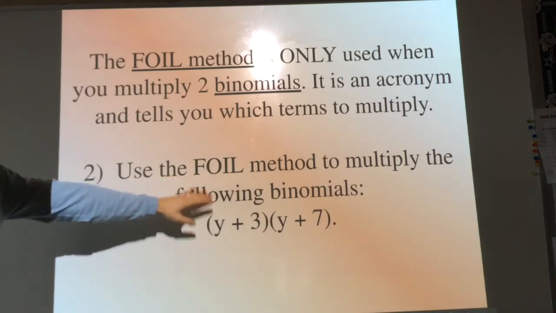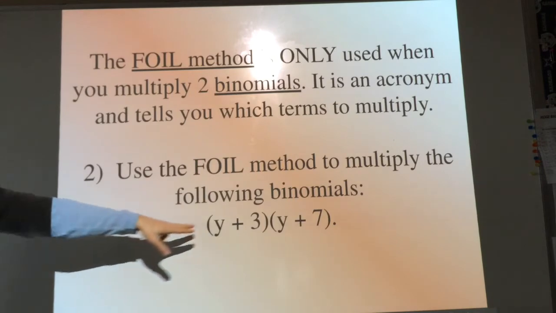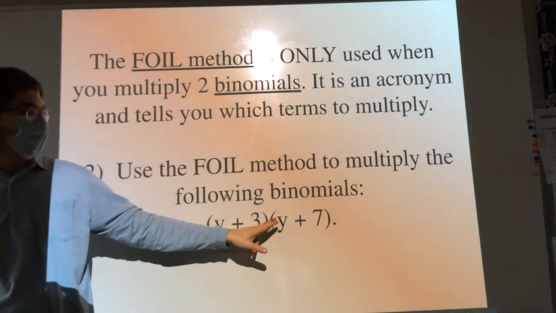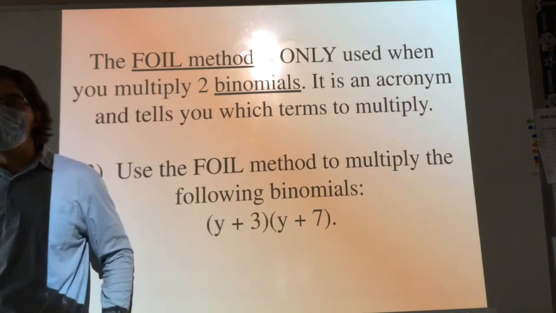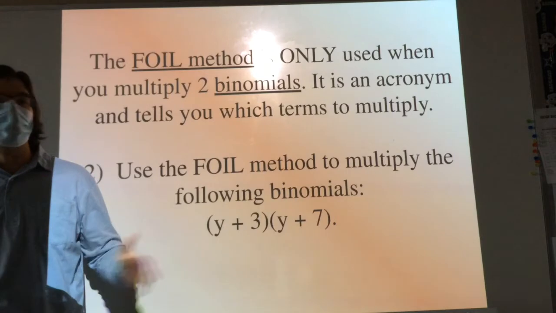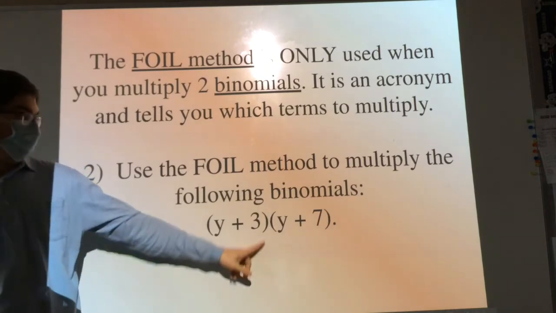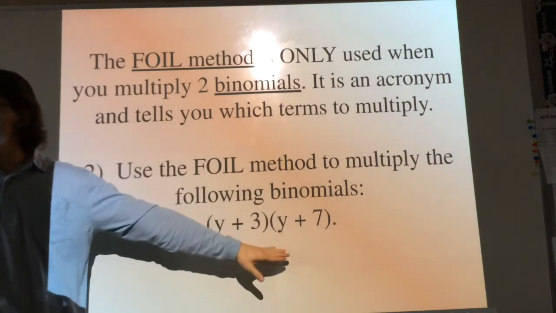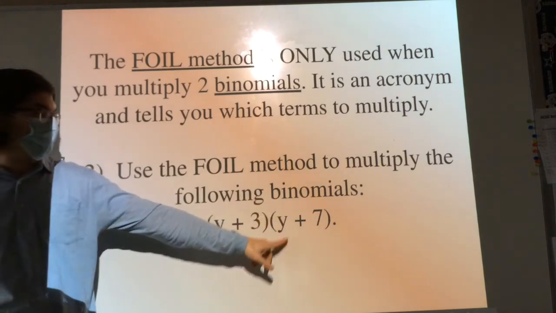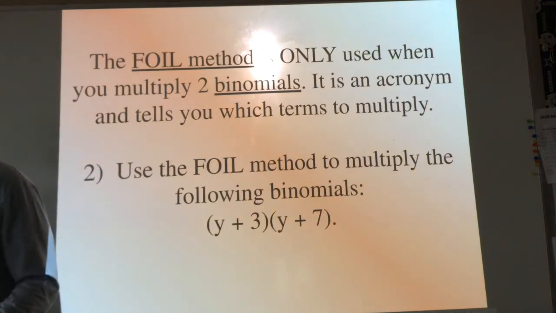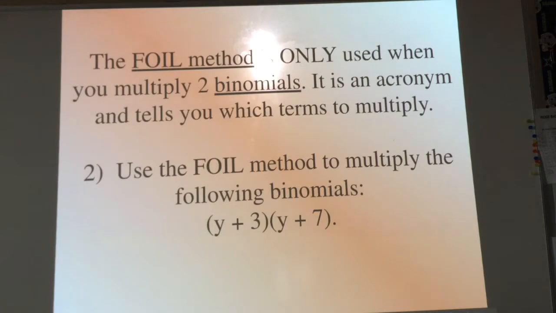We use the FOIL method to multiply the following binomials. So we've got y plus 3, again, a binomial, times... how do I know this is being multiplied? What gives it away? The parentheses, there's nothing in between them. Any way that you want to phrase that, right? If there was an addition or a subtraction sign, we do what we've done the last 2 days. But since there's no sign here, we're going to multiply. So we're going to multiply y plus 3 times y plus 7. Is everybody okay with that so far? Okay? Let's go on to the next page.